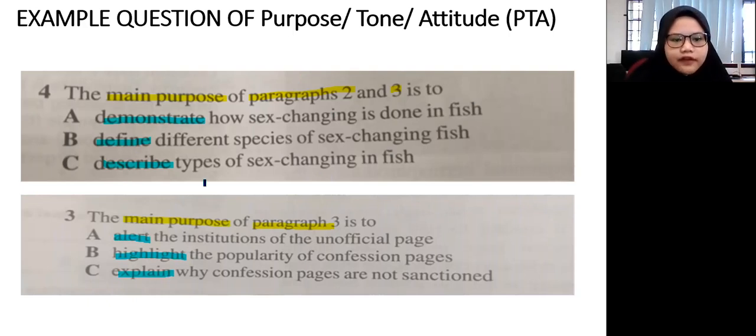But let's say if you do not have that kind of knowledge, you need to look at the clues in the passage. So that's all for purpose.